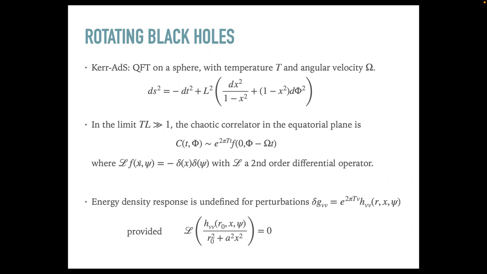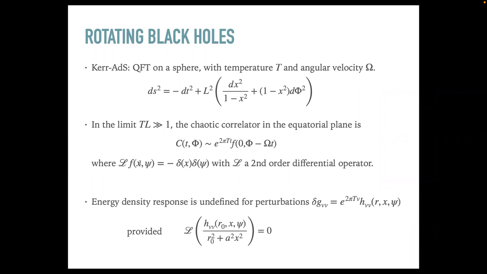Even in this complicated case, there's still a connection between the linear response of the energy density in the quantum field theory and the form of this chaotic correlator. More precisely, the energy density response is undefined, and this is the analog of the pole skipping point, for perturbations in the energy density, or perturbations of the metric, whose form grows exponentially in this ingoing coordinate, and then has some complicated spatial dependence. And provided the spatial dependence on the horizon is a solution of this equation, then the energy density response is undefined.